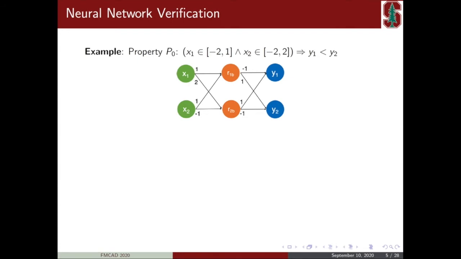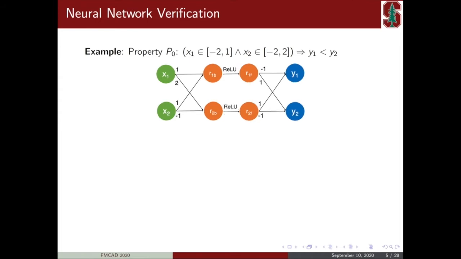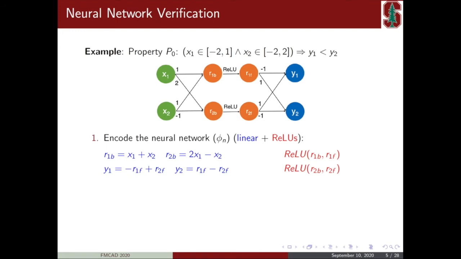Let's look at an example to see how we can encode a verification query as a VNN formula. Suppose we have a small network with two hidden ReLU nodes, two inputs and two outputs, and we want to check whether P0 holds on this network. We represent each hidden node with two variables. And we can encode the neural network as a set of linear constraints and a set of ReLU constraints.